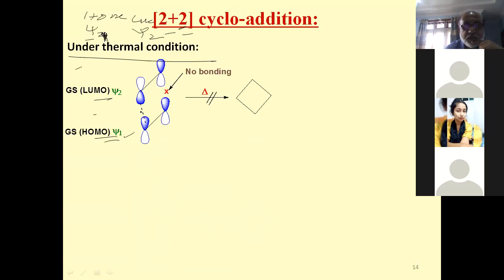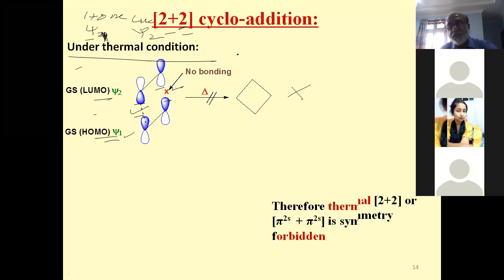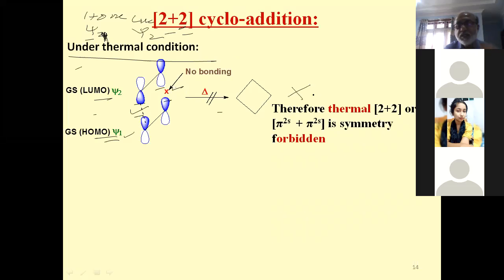When they come closer and want to interact, this one and this one have the same phase, so there is bonding here. But this one and this one are opposite phase, so there is no bonding here. So this reaction is not going to take place. Then we say that thermal 2 plus 2, and I am introducing another term, S here, pi 2 S plus pi 2 S, is symmetry forbidden.